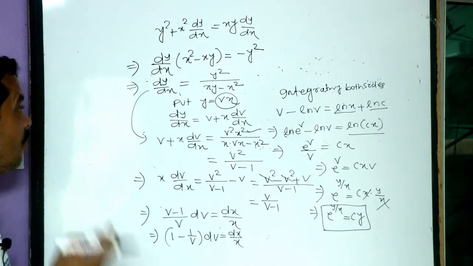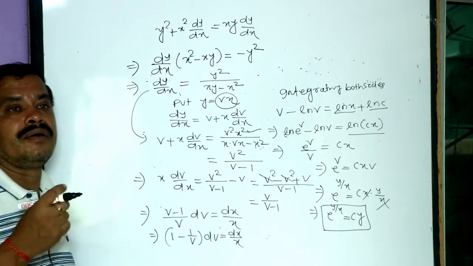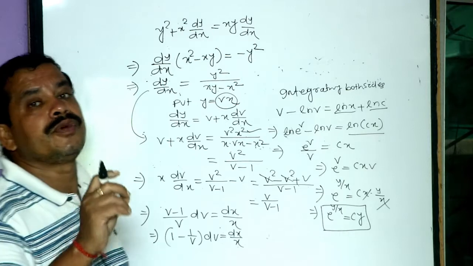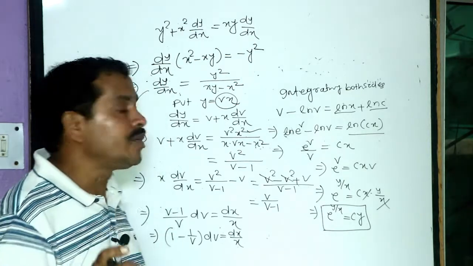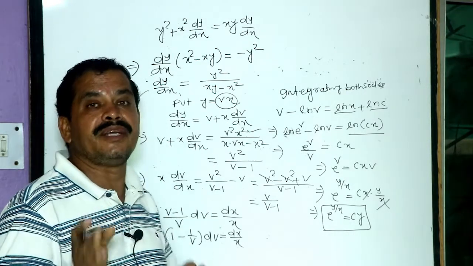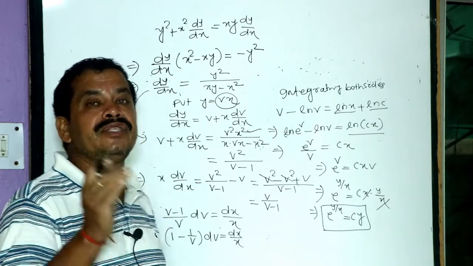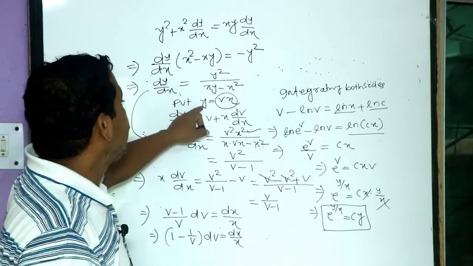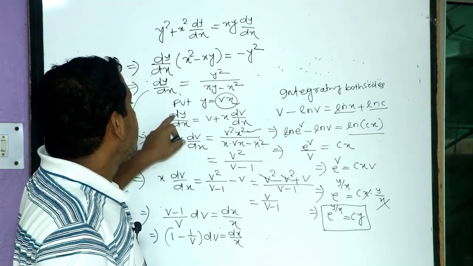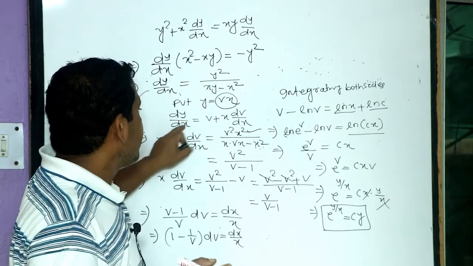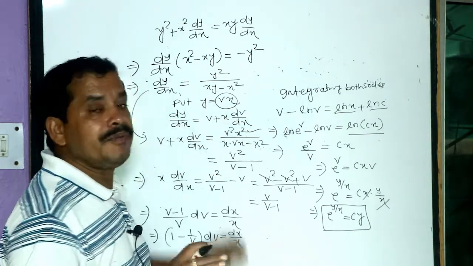Very easy method. First you have to identify whether the differential equation is homogeneous or not. If it is homogeneous, then you find dy by dx. Then you put y equal to vx. Then take the derivative of y equal to vx, and we write dy by dx as v plus x into dv by dx.